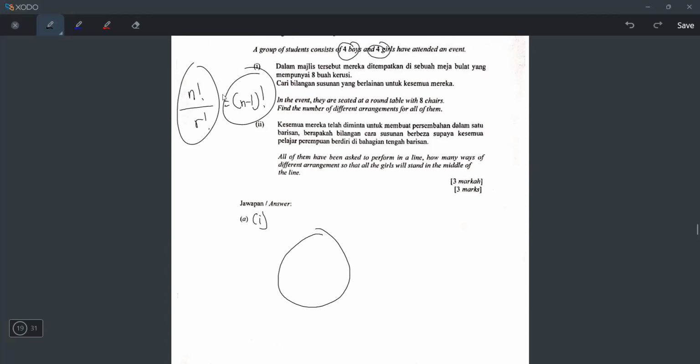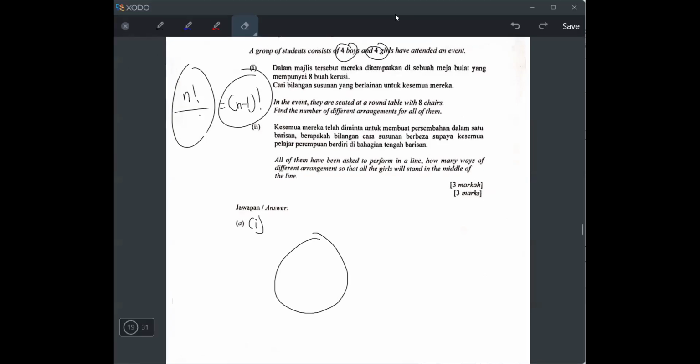Wait, is it true? No. Divide n. Sorry, this is for the repeating case. Sorry, I filled it up already. Wait. Okay, n factorial divided by n.